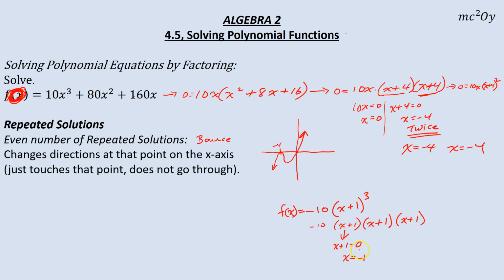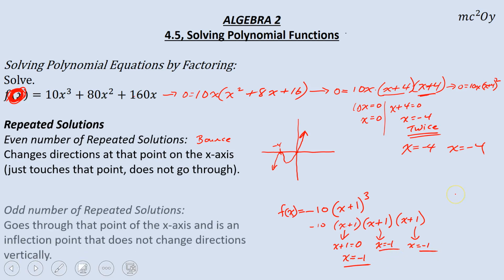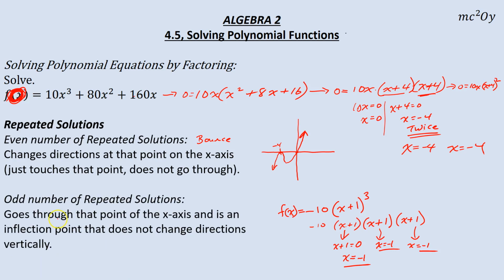I'm sorry, I got ahead of myself here. So x plus 1 equals 0, so that gives me negative 1, negative 1, and negative 1. That means I have negative 1 3 times, an odd number of times. If that happens, if it's an odd number repeated solution, the graph goes through that point on the x-axis, and it's an inflection point that does not change directions vertically. Since it's a negative a term, it's going to be up and then down.